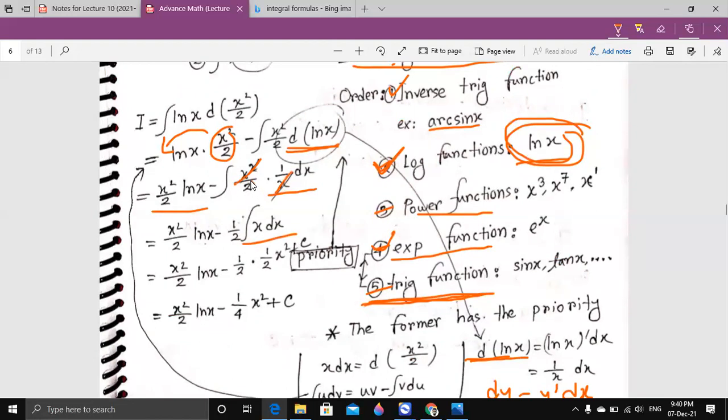And you can just take this constant out. So we have here 1 by 2, right? So we take this constant out. So finally we get minus 1 by 2 integration of x dx.